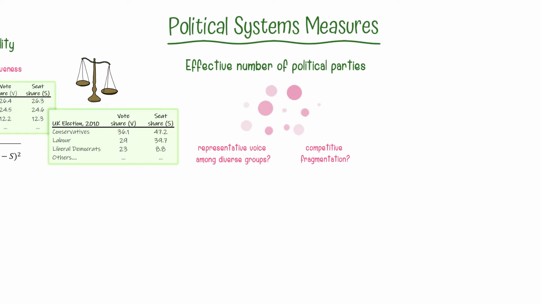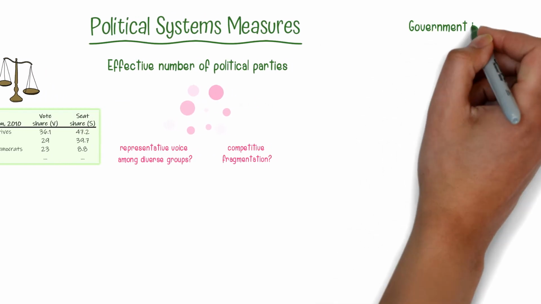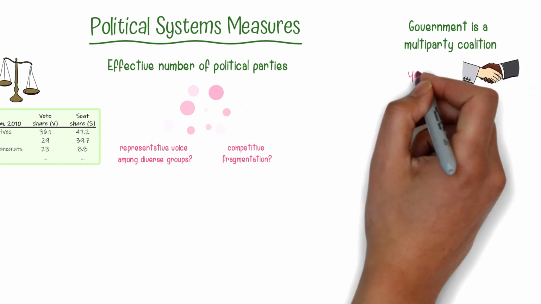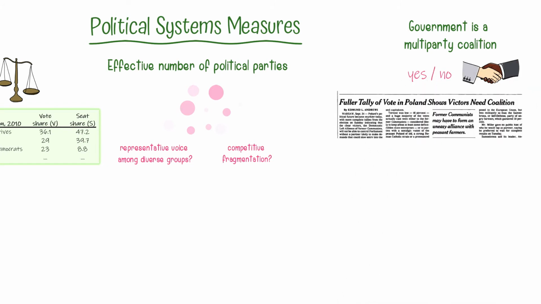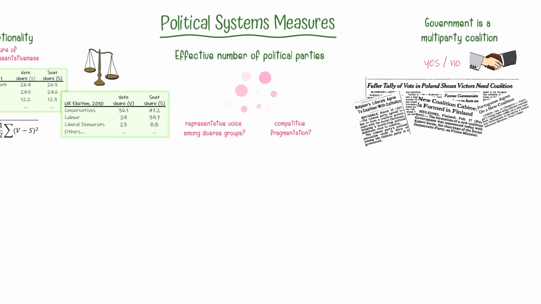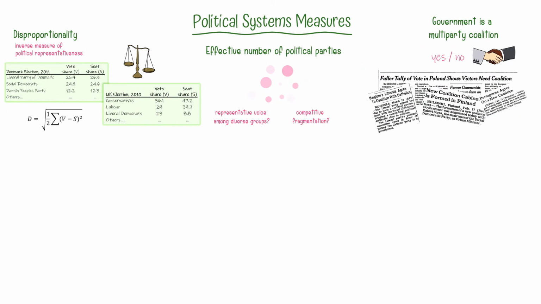We also add a third measure, which is the presence of a multi-party ruling coalition at any particular time. This is simply measured on a yes or no basis. The first two measures change from election to election. This last measure can also change between elections if there is a change in the government.